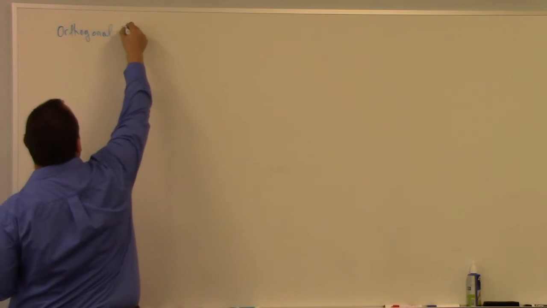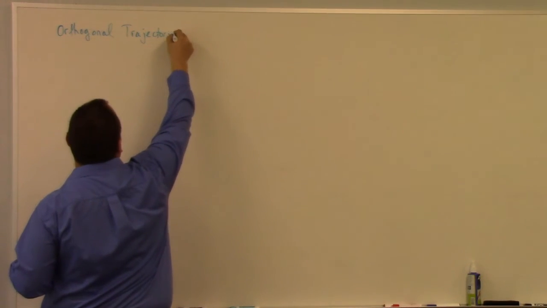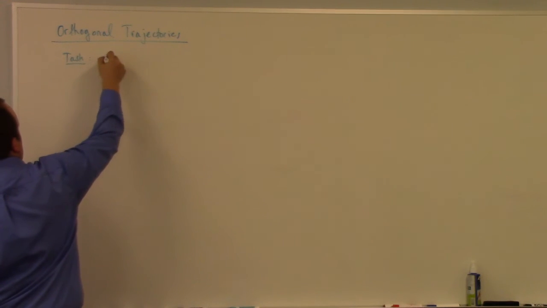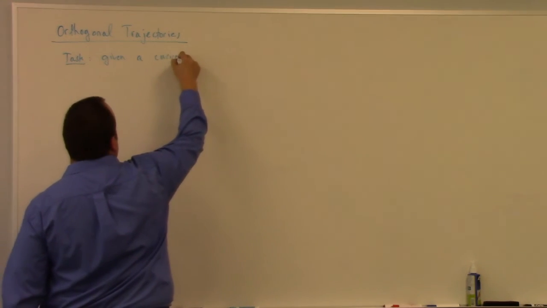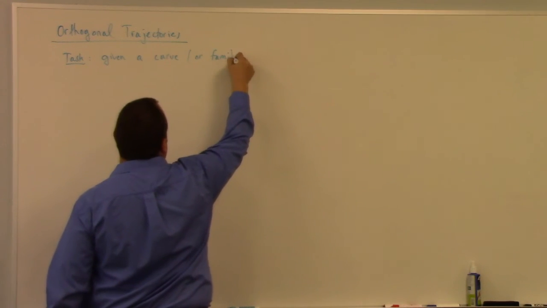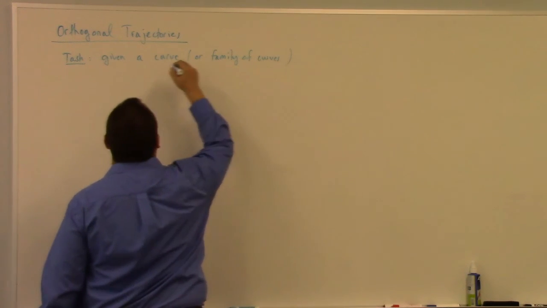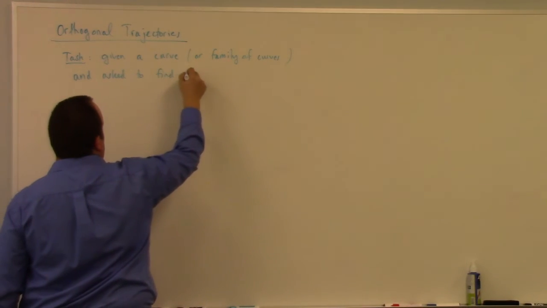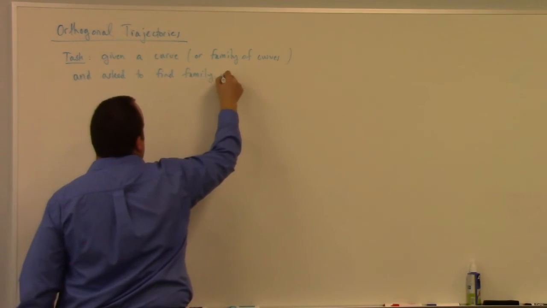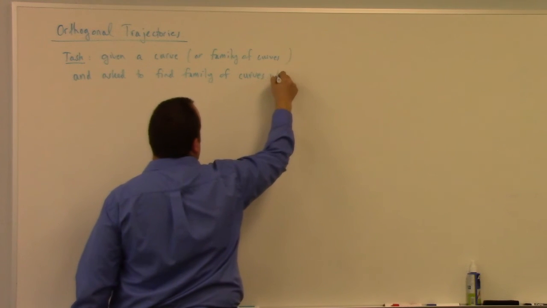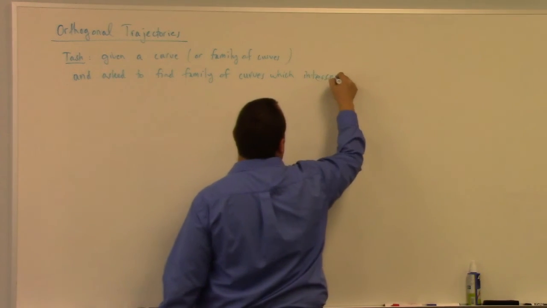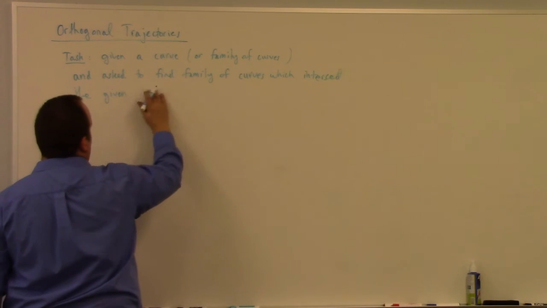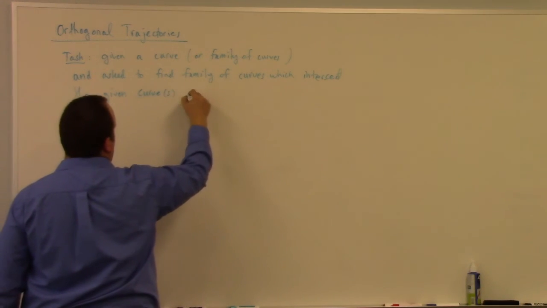So this is the problem of orthogonal trajectories. It's sort of a meta example, right? It's an example of examples. So here's basically the task. You're given a curve, or you could even be given a family of curves. All right? And then you're asked to find the family of curves which intersect the given family or curve at right angles.